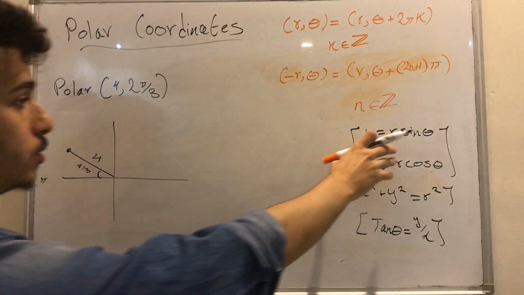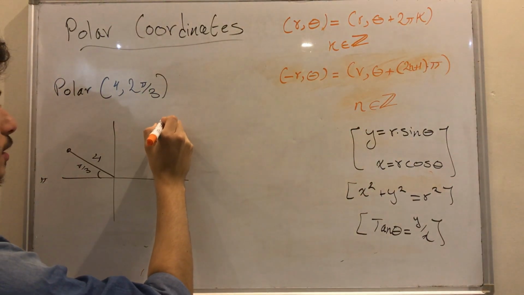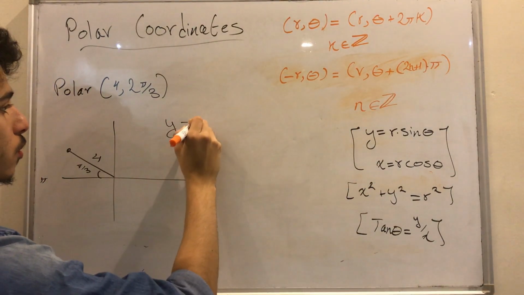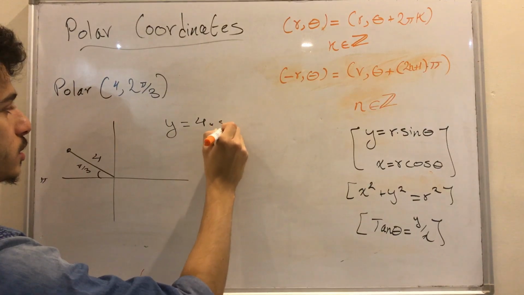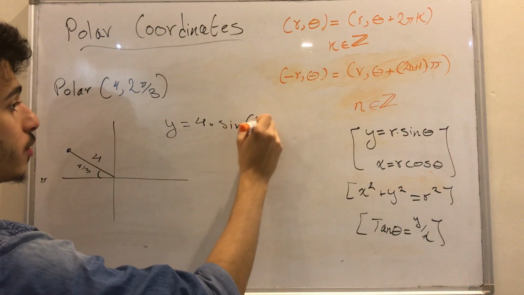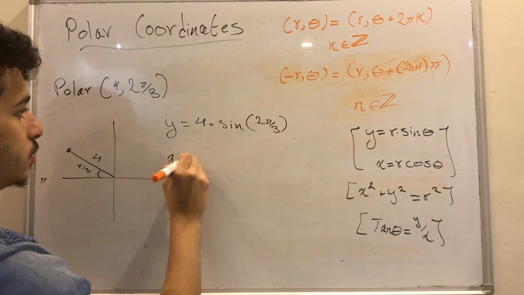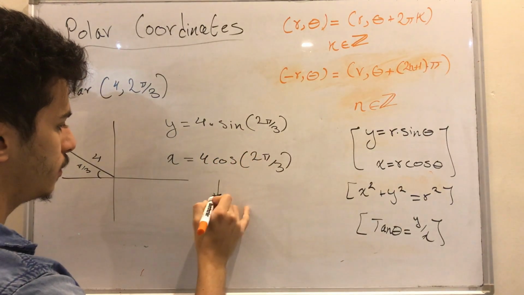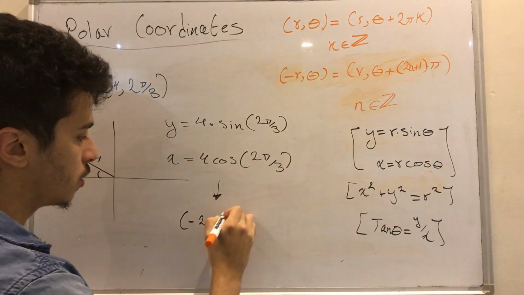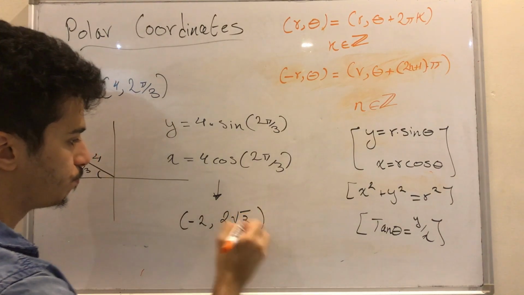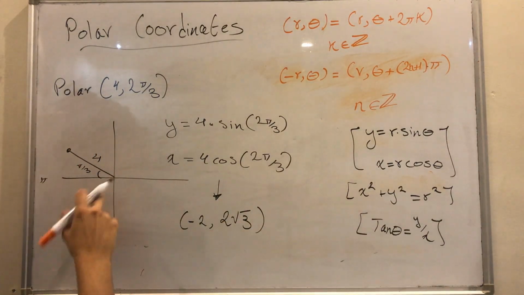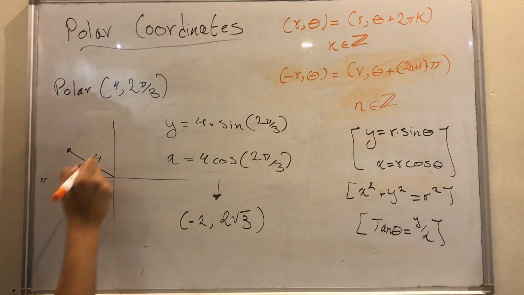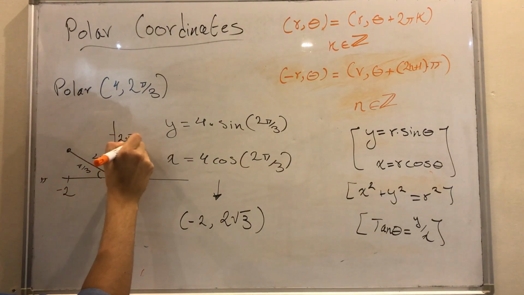Okay, well, we could use our equations over here. And we'd see that y is equal to 4 times the sine of 2 pi over 3, and x is 4 times the cosine of 2 pi over 3. And this will give us (-2, 2 root 3). This tracks. We have -2, which would be here, and 2 root 3.